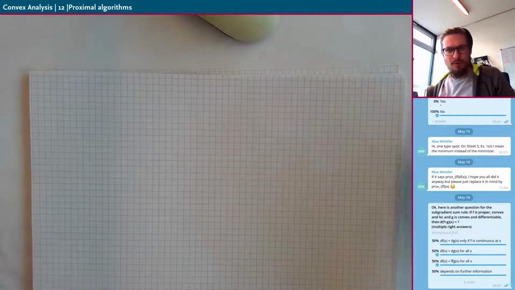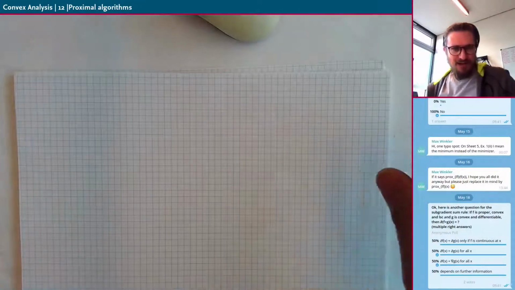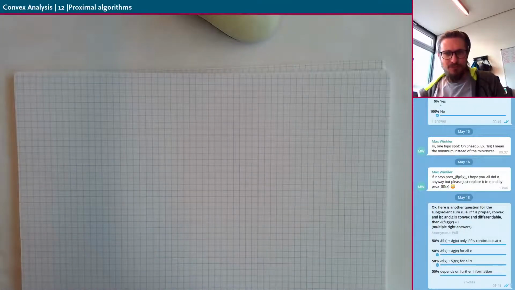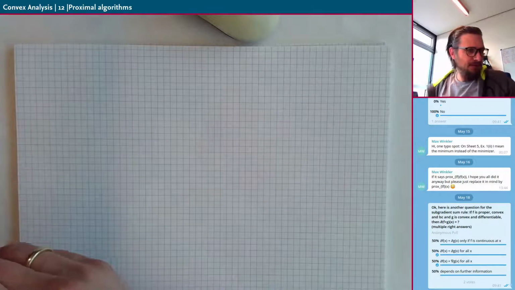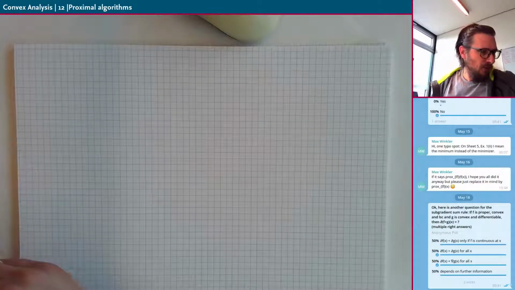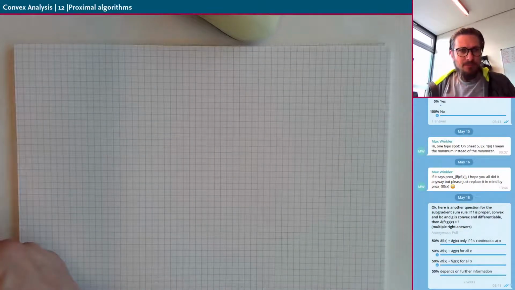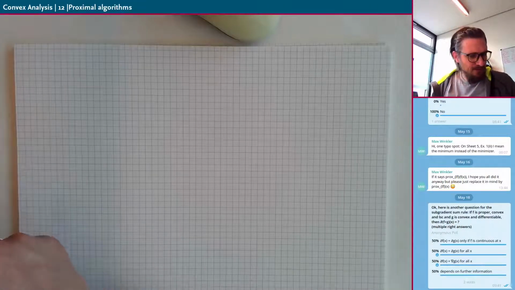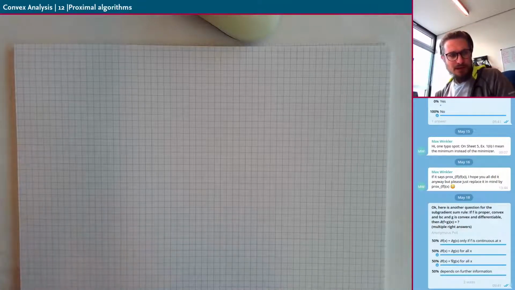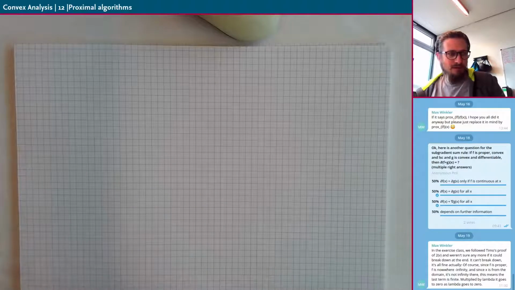So, hello and welcome to lecture number 12 on convex analysis, and today we are going to deal with proximal algorithms. So last lecture we worked with subgradients and derived the so-called subgradient method, or the projected subgradient method.